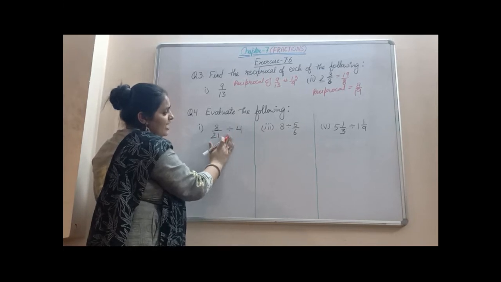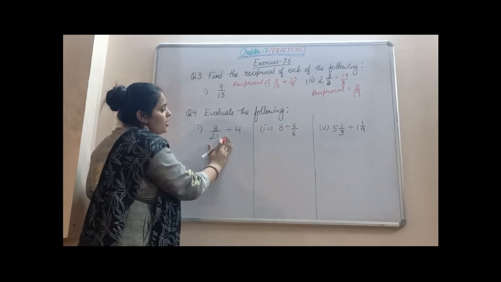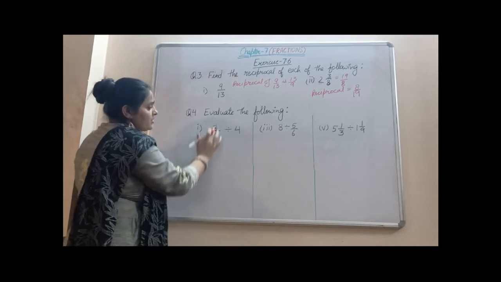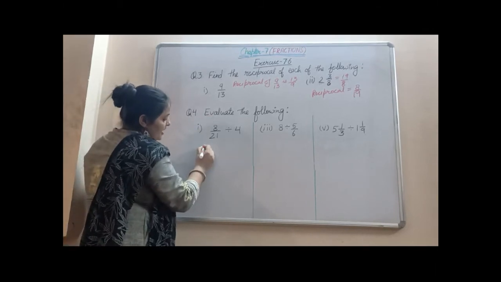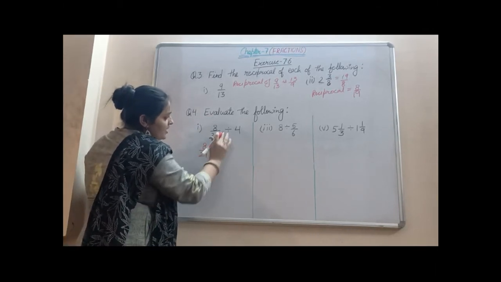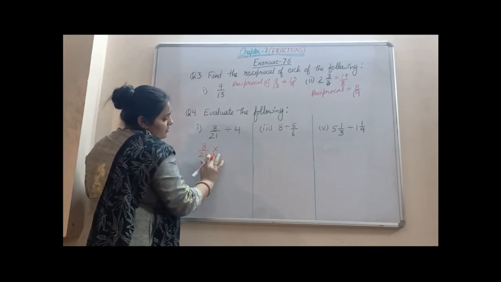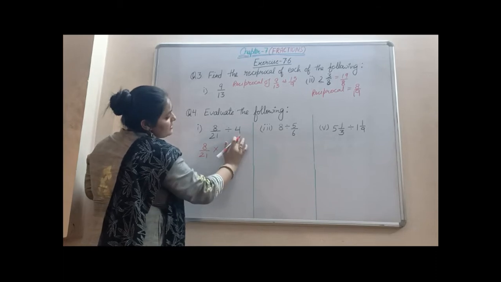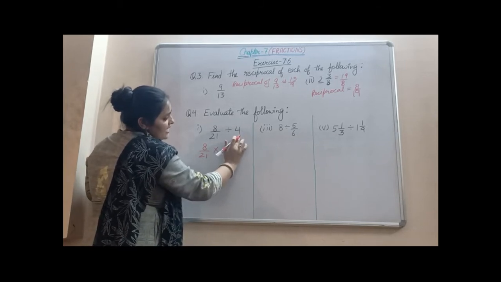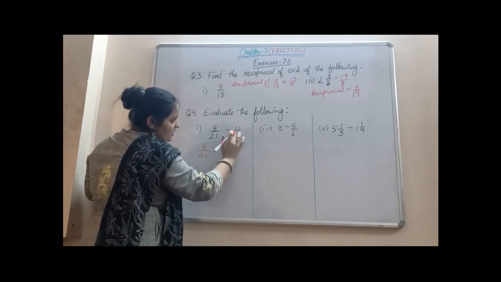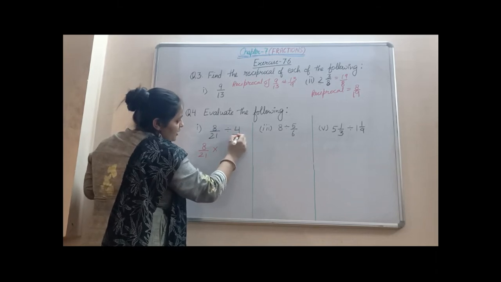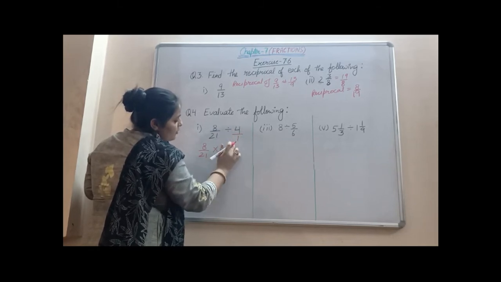Whenever we are having division of two fractions, what we have to do is: the first fraction will remain the same, 8 by 21 will remain the same. The division sign will be converted into a multiplication sign and the number after the division sign will be reciprocated. So what is the reciprocal of 4? We can write 4 as 4 by 1. So what is the reciprocal of 4 by 1?